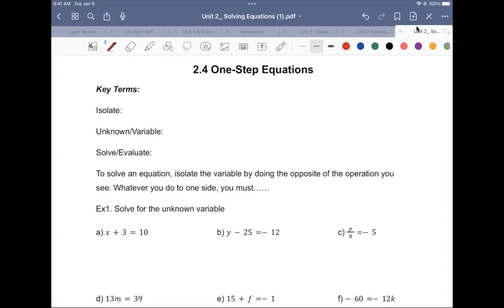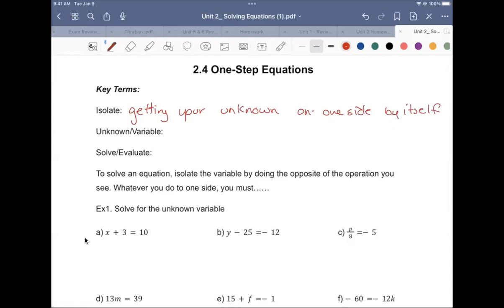When we do this, there are a few key terms to know. Isolate means that you want to get a variable completely on its own. So anything else in that equation, you want to move to the opposite side of the equal sign so that your letter is what you have. This is getting your unknown on one side by itself.